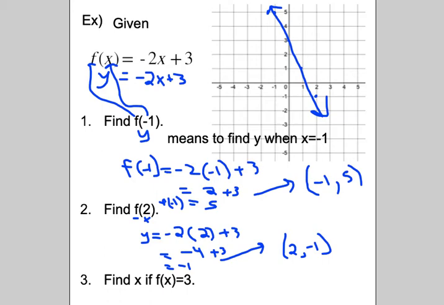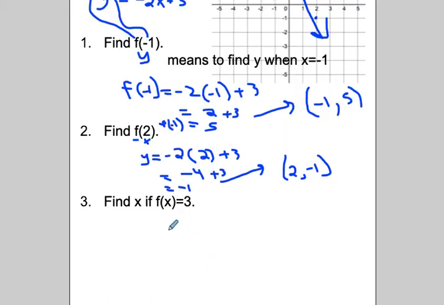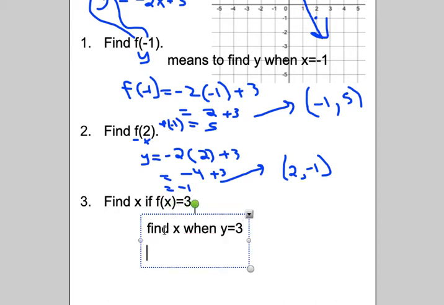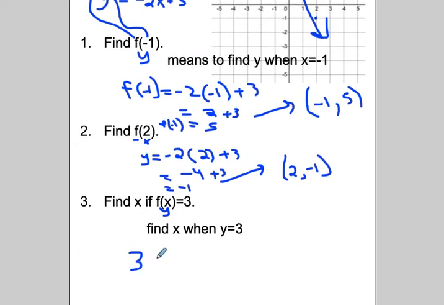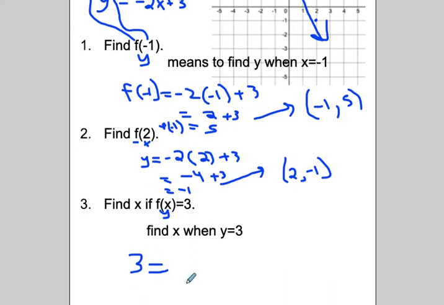For the last one, I kind of switched it up, and this is going to happen from time to time. There'll be a video later on that we're going to have to switch it up. So this is backwards, right? So this thing basically says, find x when y is 3. Oops. Because we said that f of x and y are the same thing. So if we go up to our function, now we're typing in for a y, the 3 is negative 2x plus 3.